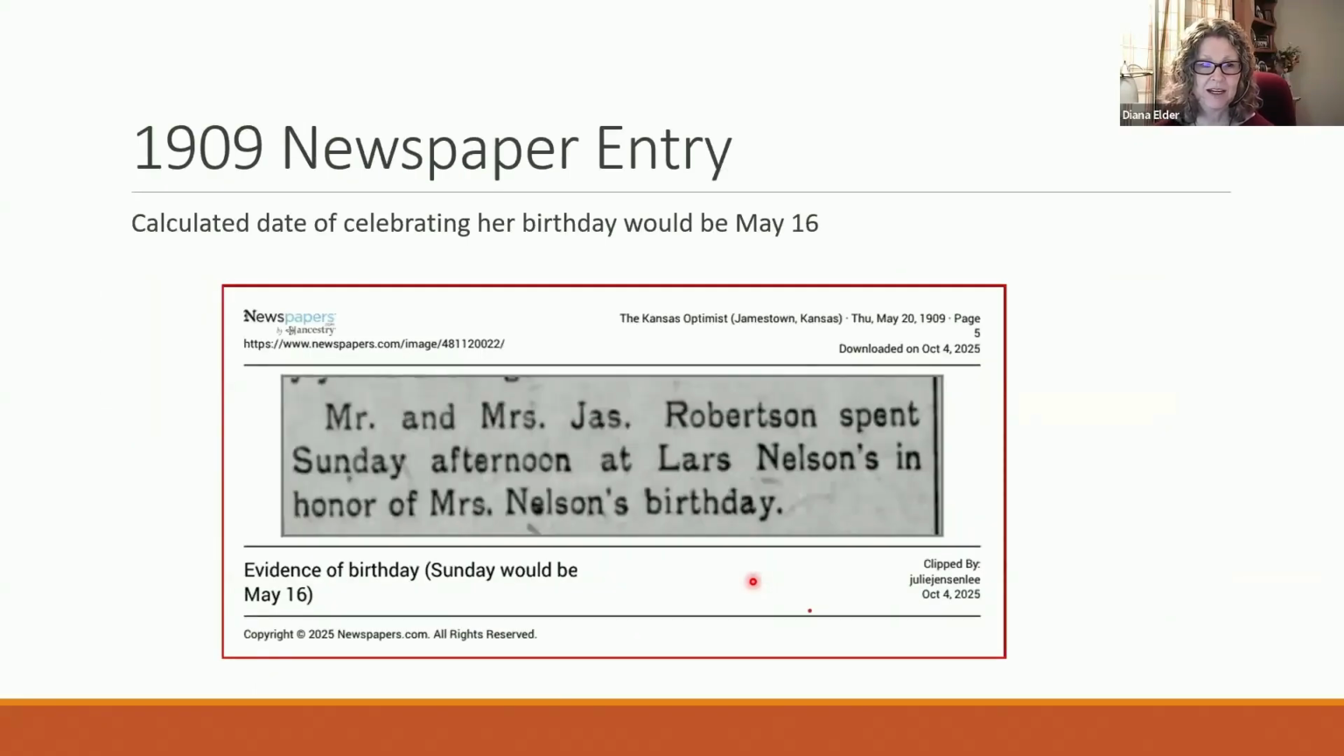Now in 1909, we have that Mr. and Mrs. James, or probably James Robertson, spent Sunday afternoon at Lars Nelson's in honor of Mrs. Nelson's birthday. And we love these little newspaper clippings in the social columns. So doing some calculation of the date, this was May 20th, 1909, and looking at the calendar for that year, Sunday was May 16th, which is her birthday, May 16th. That's the actual day. So that's another little piece of evidence that's really good.